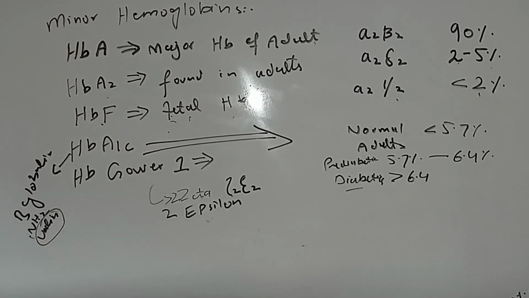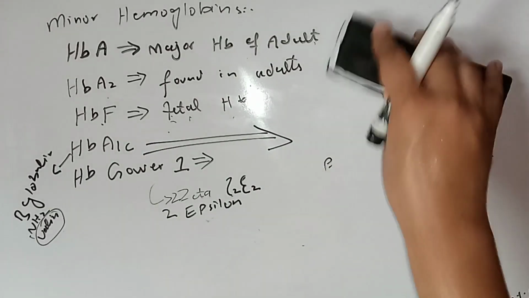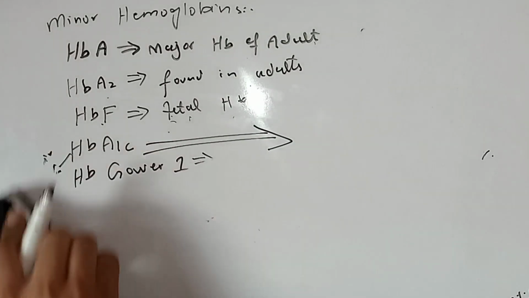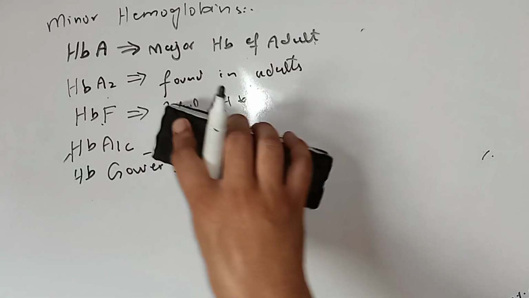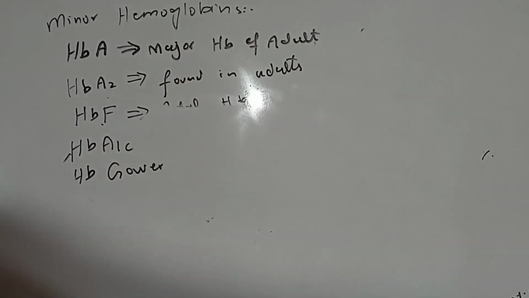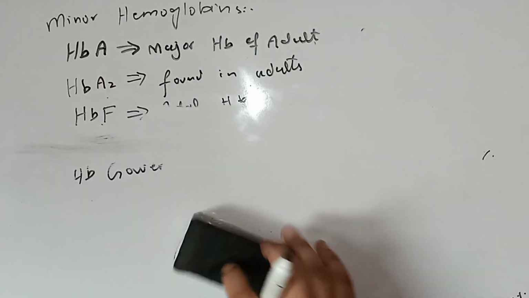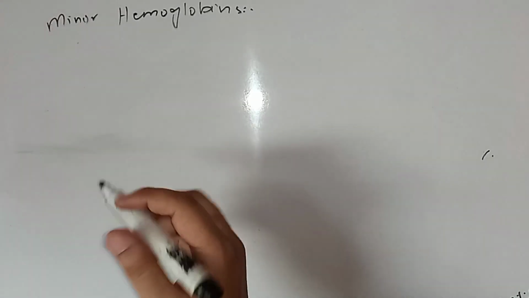Okay, now we come towards their relative distribution. We have discussed their structure here. Now let's come toward their relative distribution. We have discussed HbA1c. We first discuss HbGover1.